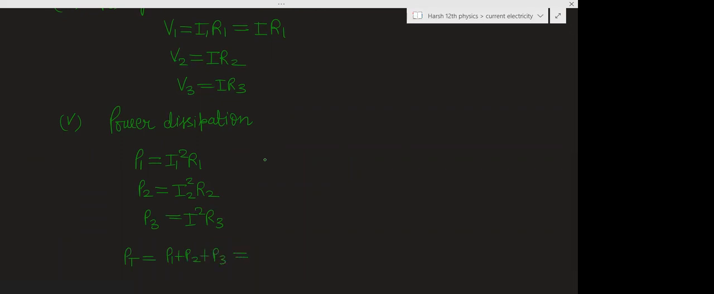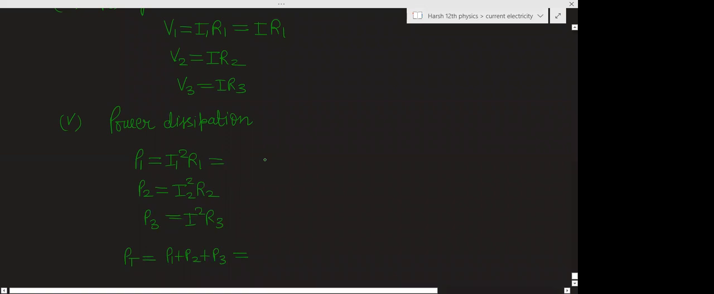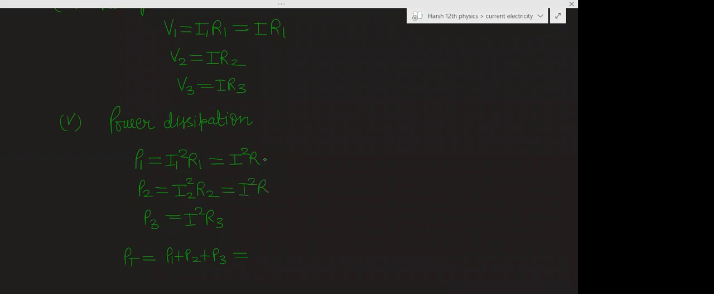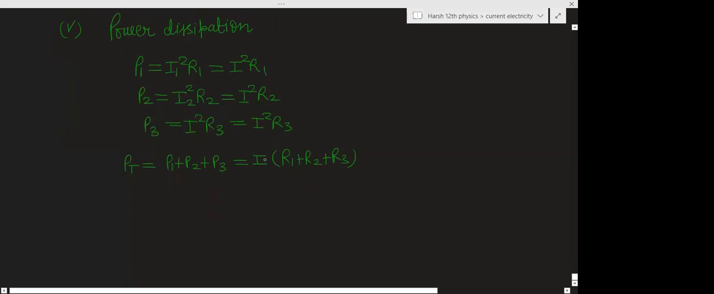So what is the value of P1? Current is the same, so you can write this as I squared R. This also you can write as I squared R, and this also I squared R, but this is R1, this is R2, this is R3. So here you will take I squared common, and R1 plus R2 plus R3, and total power you can calculate by I squared into R equivalent. This is R equivalent.